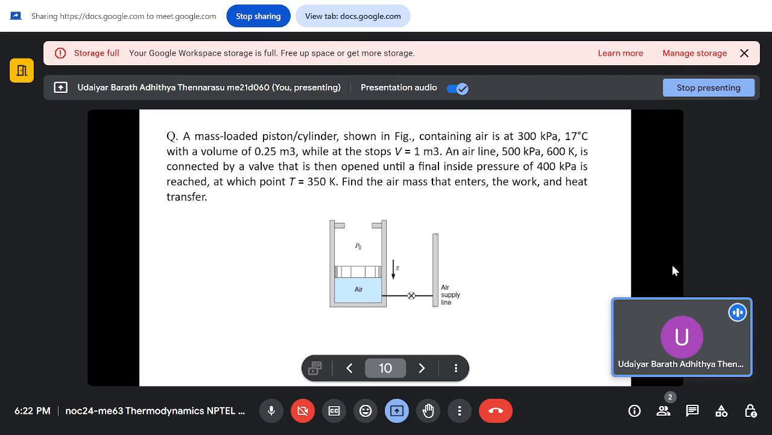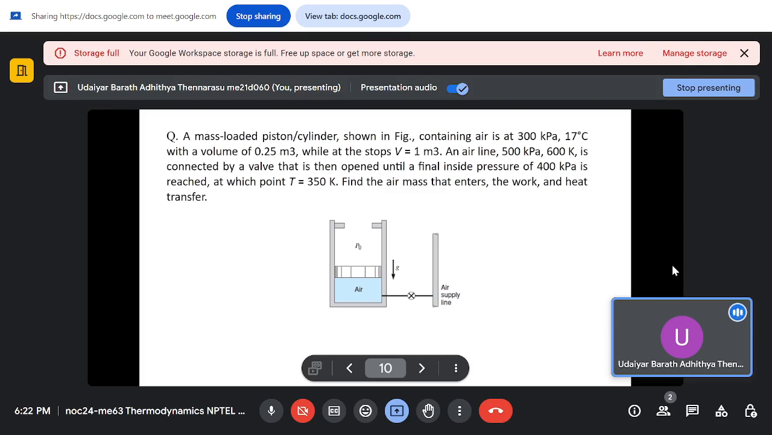We have a mass loaded piston cylinder which is shown in the figure, containing air which is at 300 kilopascal and 17 degrees Celsius with a volume of 0.25 meter cube, while at the stop the volume is 1 meter cube. So initially, in the piston cylinder arrangement shown in the figure, your pressure is 300 kilopascal and your temperature is 17 degrees Celsius with a volume of 0.25 meter cube. Then when it reaches the stop, your volume is 1 meter cube.